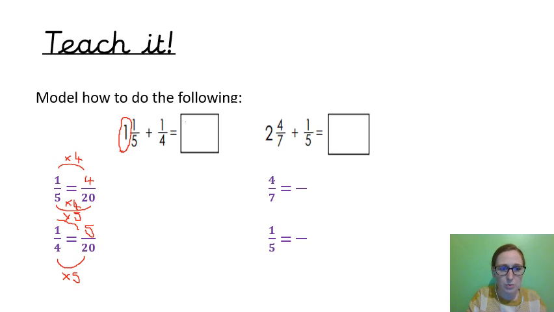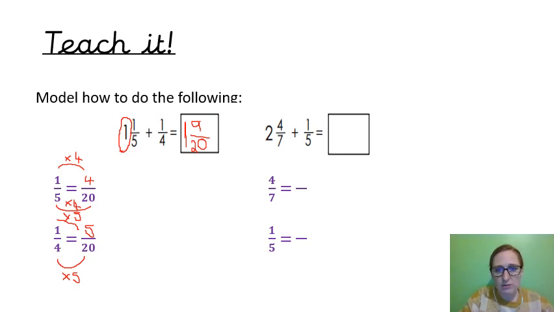So our answer is going to be 1 and 9/20. 1 and 9/20. Trying to keep that nice and clearly. A 1 there is our whole number and 9/20 is our fraction, giving us a mixed number answer. Okay, we're going to do very similar with this next one.